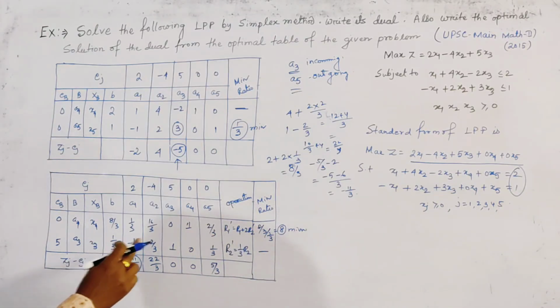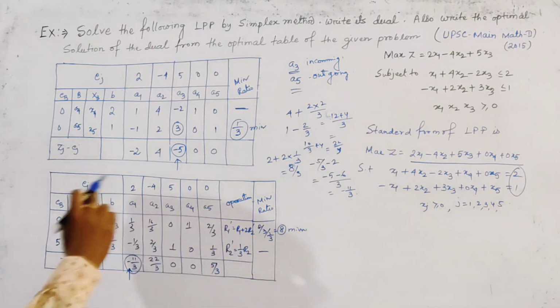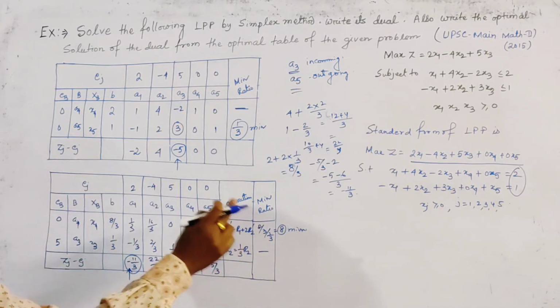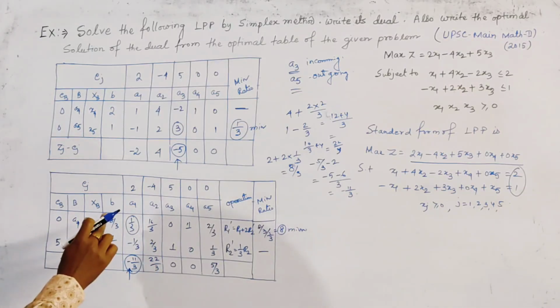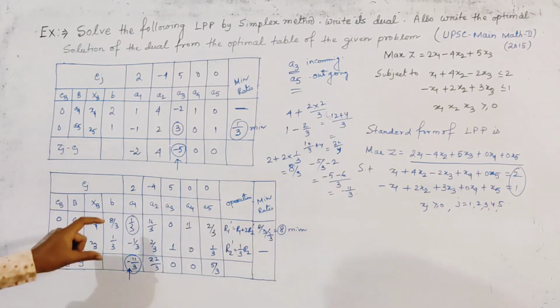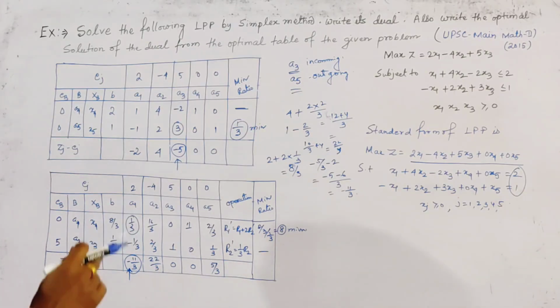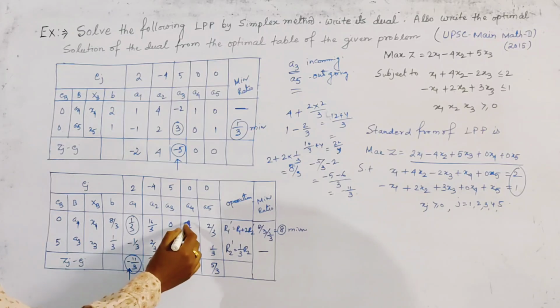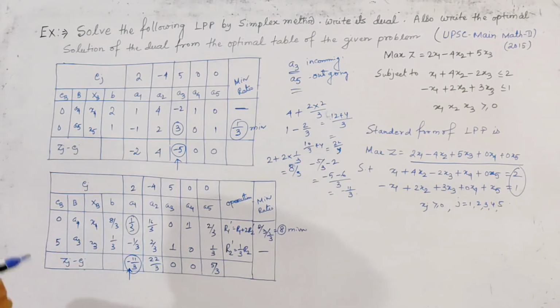Okay, now this min ratio gives the key row, and since this is the key row, this is the key element, right? And this is the key element, so we go to the next table and convert the key element into 1, and this column becomes the new standard basis of type 1 0. Okay, now we draw the next simplex table.